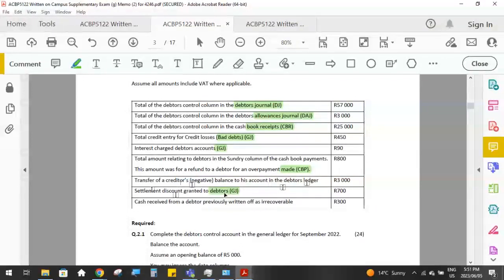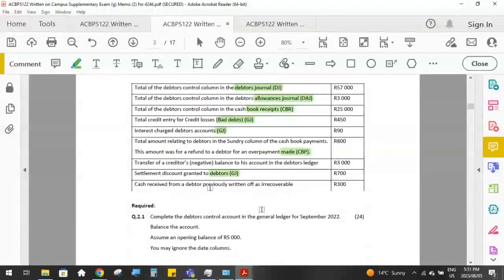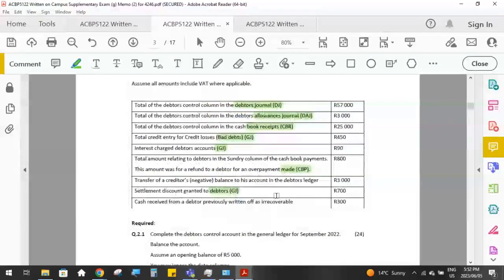Then also in the general journal, we granted settlement discount to somebody, and we received, this would have been recorded in the cash book receipts, 300 Rand that somebody paid us that we had previously already written off as an irrecoverable debt. Also a very nice question to test your understanding of all of the journals, the columns in the journal, and how the debtors control column works.